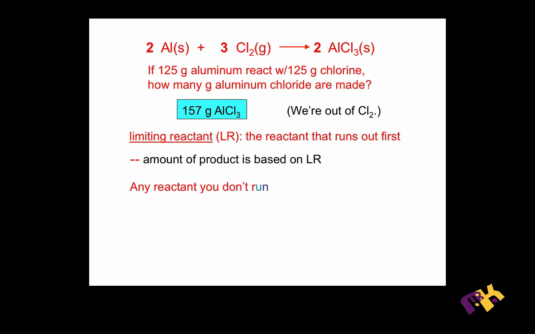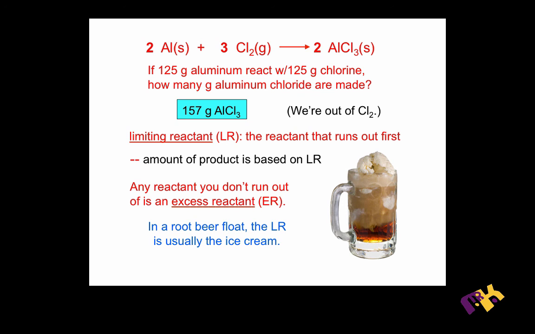So once you know what the limiting reactant is, any other calculations that you make will have to be branched from that limiting amount. The one that does not run out then would be the excess reactant, right? Like in a root beer float, the limiting reactant is usually the ice cream. Usually the ice cream's gone, you still have root beer left.